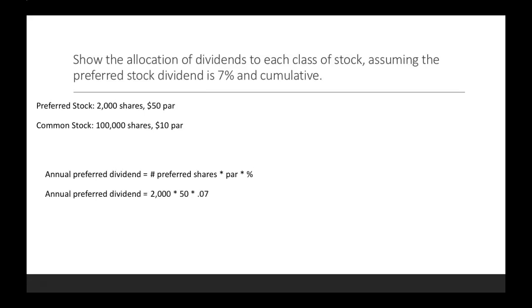So we plug those numbers in, and we find that our annual preferred dividend is $7,000. So every single year, we're supposed to give our preferred stockholders $7,000 in total. So we'll remember that as we're dividing up these cash dividend amounts.